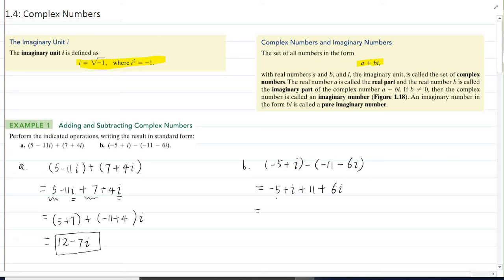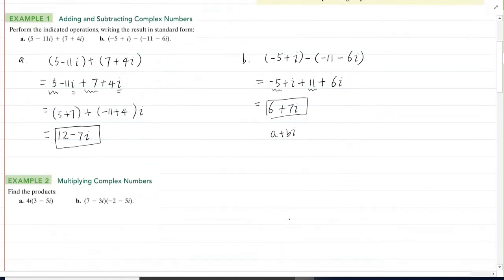So once we have this, again we're just going to put all the numbers together. Negative 5 plus 11, that will give you positive 6. And then we have 1i plus 6i, that will be 7i. So again, you're going to check, is it in my a plus bi form, which in our case, yes, that is the form. So we're done with this type of question. Let's go ahead and work on example 2.